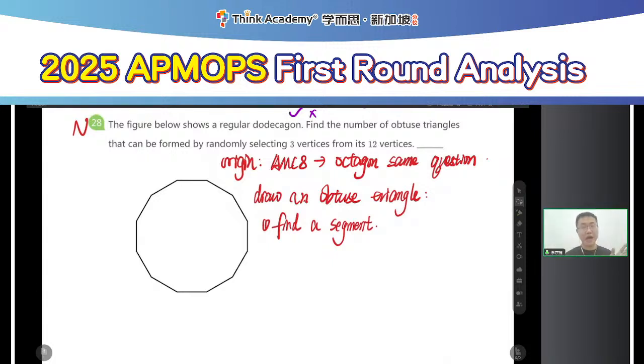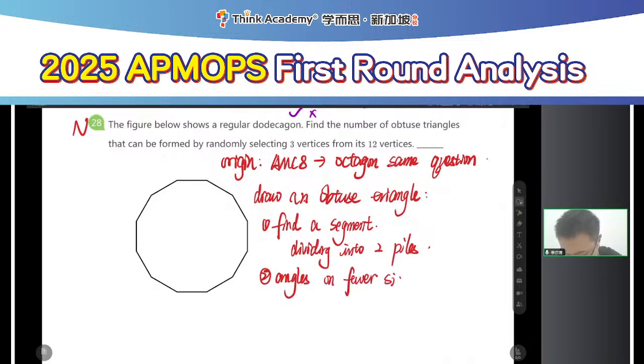And then this segment divides the shape into 2 piles. And then we should see that the angles on the fewer side are always obtuse, and the angles on the more side are all acute. Yeah. So now this is easy to prove if you learn sectors, you learn the circles, right?